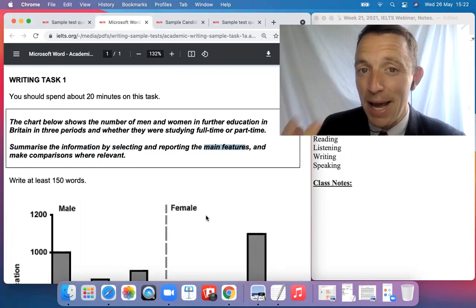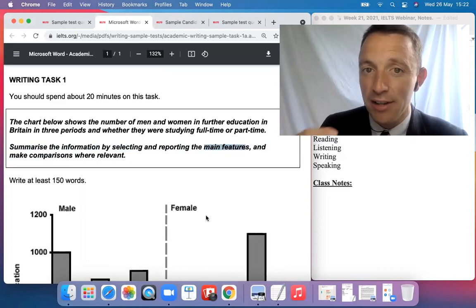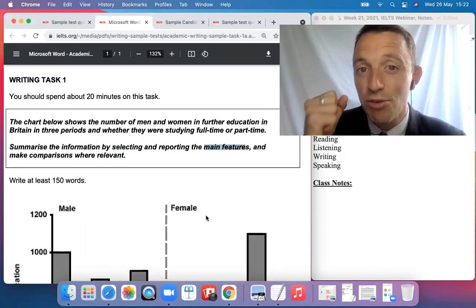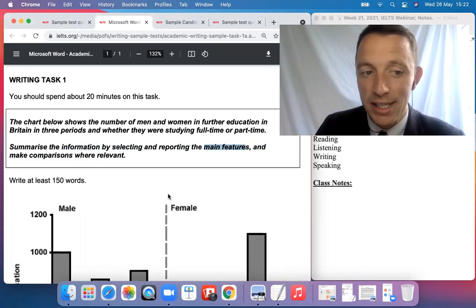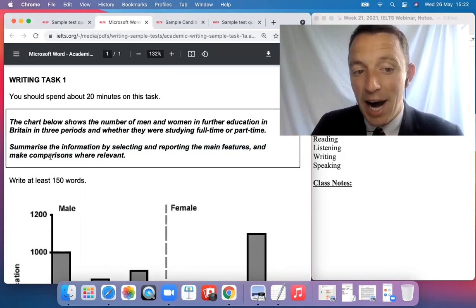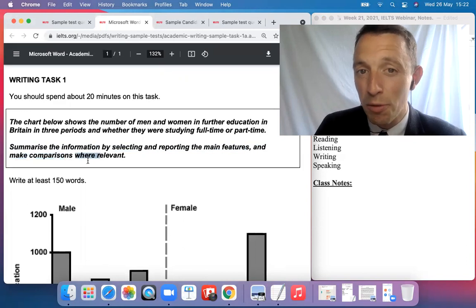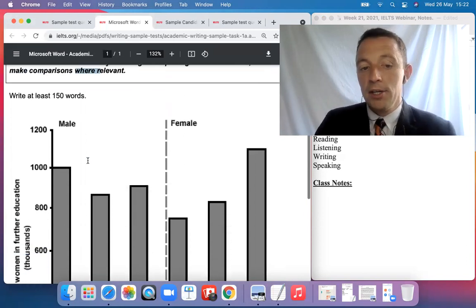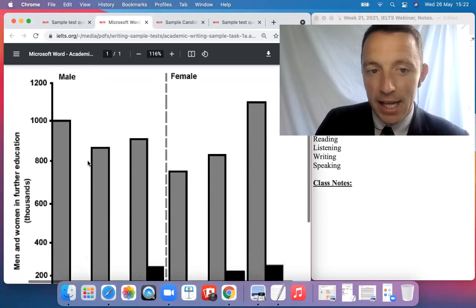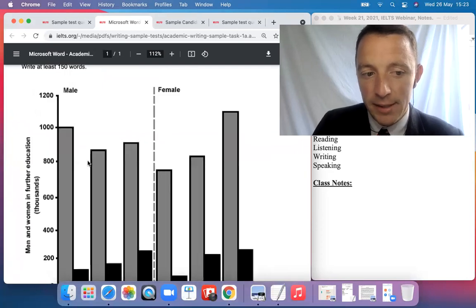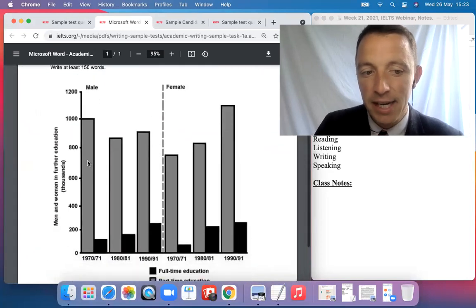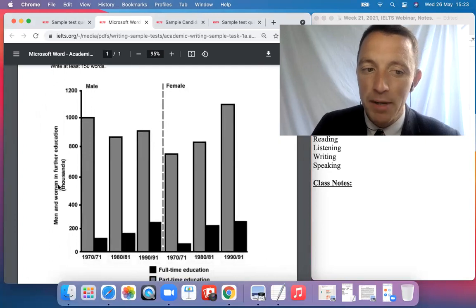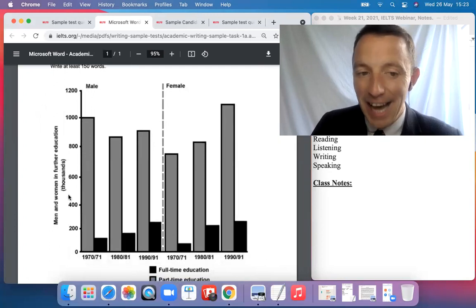So what do you think are the main characteristics of the chart, the main parts of the chart? That's really your job. You have to summarize and also make comparisons where relevant. So here you can see the graph. You can see male on the left and female on the right. And specifically on the left, it's men and women in further education in the thousands.